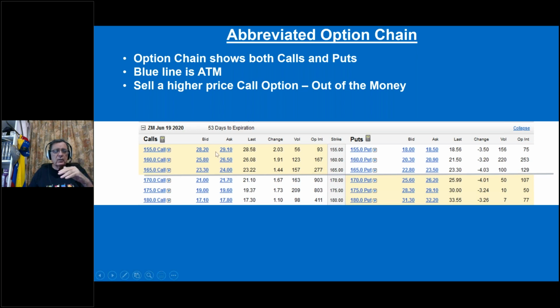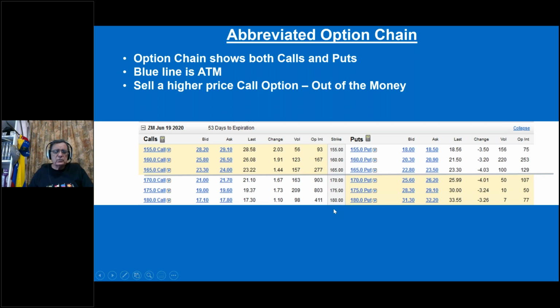If you want to buy a call up here in yellow, that's called in the money. Why? Because you can buy a 165, but the stock is selling for 166. It gives you the right to buy it at 165, but it's at 166. Would I sell an at the money call or an in the money call? Maybe. I'd be crazy, because I'm basically saying, hey, you can get this for nothing. So what we'll try to do is say, look, I'm going to sell a higher priced call, out of the money.